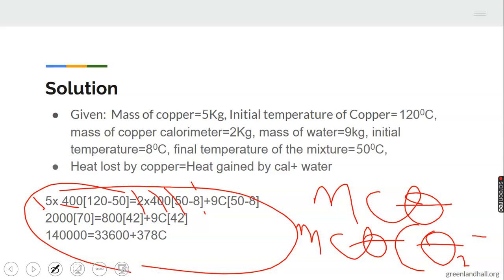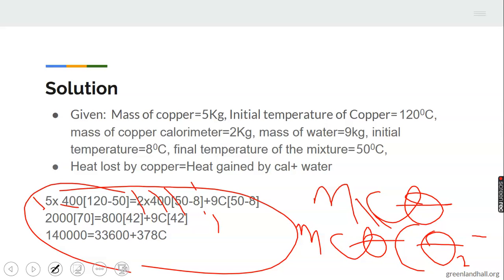Plus, now we are going to calculate the heat gained by water also. We follow mcθ. Remember that we are looking for the specific capacity of water. The mass of water is 9. Still following mcθ, the mass is 9 times C, times the change in temperature, that is theta 2 minus theta 1, final temperature minus initial temperature.